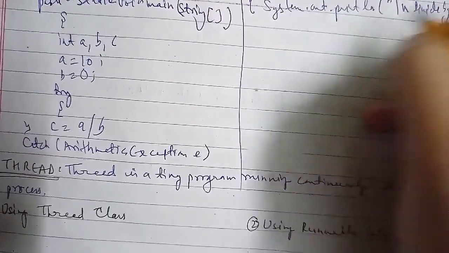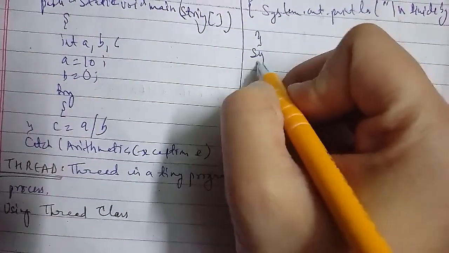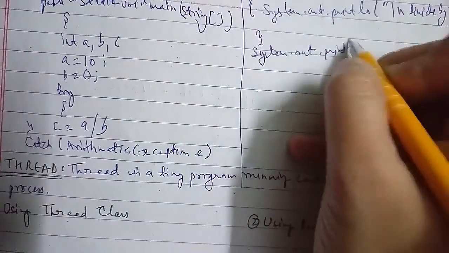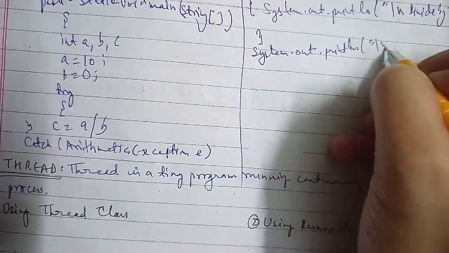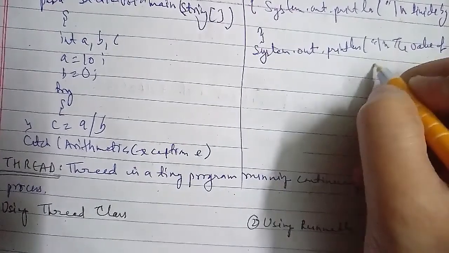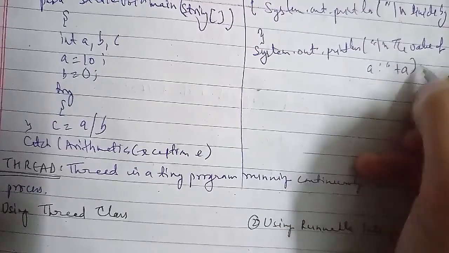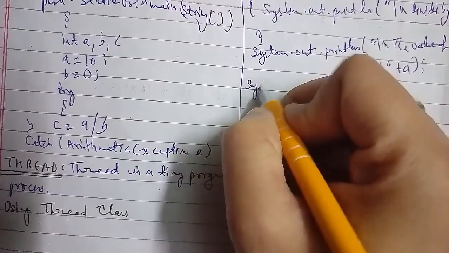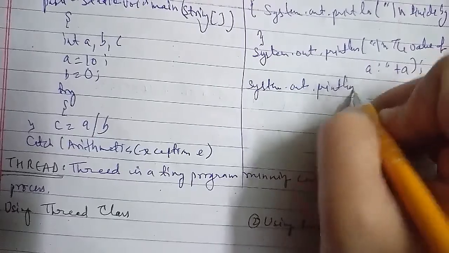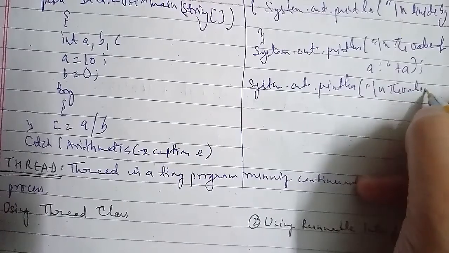"the value of a is" plus a, and for the other one, System.out.println, slash n, "the value of b" plus b, then closing all the brackets. So this is the program where you can write a Java program for handling a divide by 0 error using exception handling. Let's go ahead with another one.